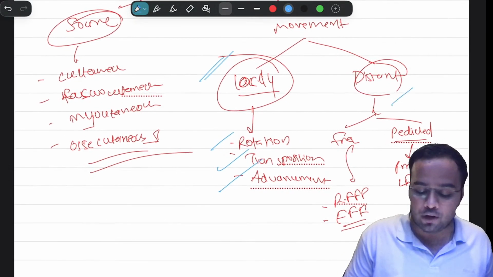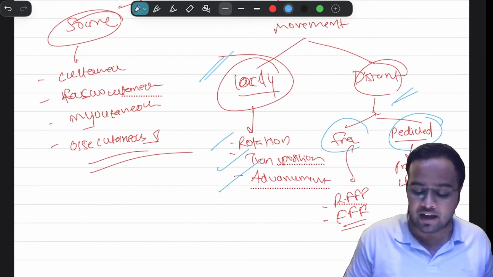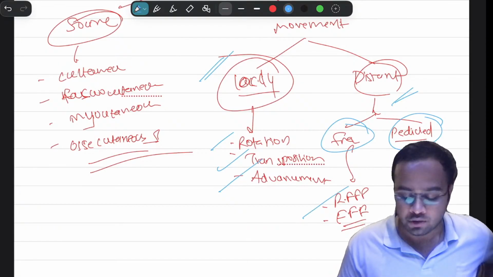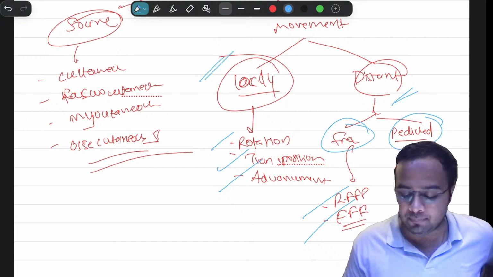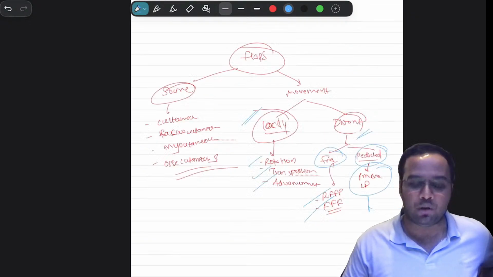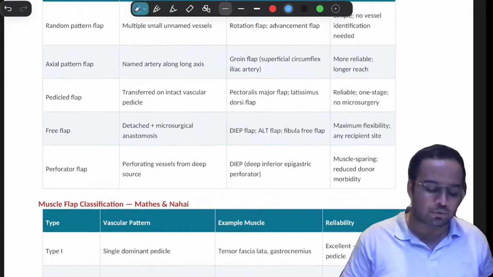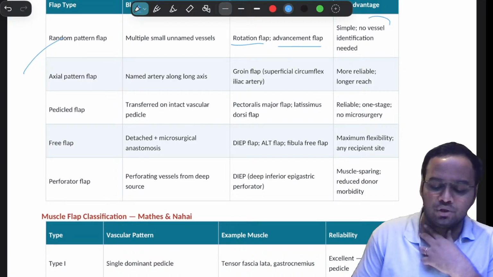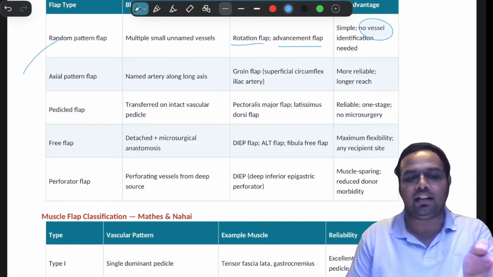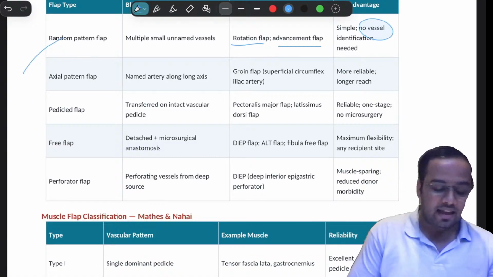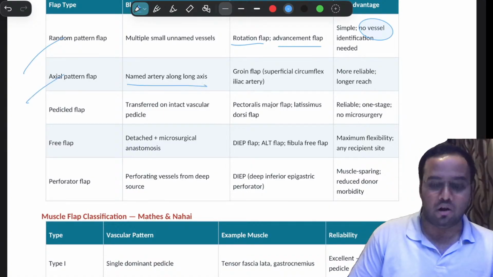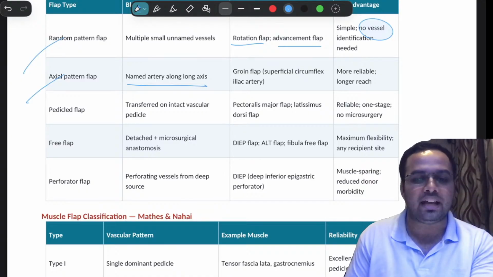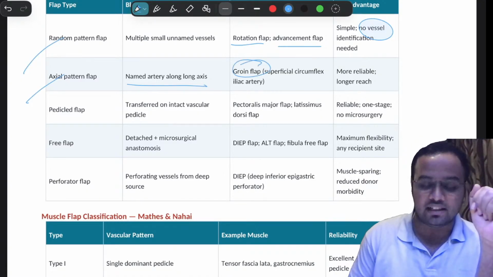But when you go for a distant flap, it can be either a pedicled flap or a free flap. In free flaps, we checked that it can be a radial forearm free flap or a free fibular flap. In pedicled flaps, there is a pectoralis major flap or a latissimus dorsi flap. That's what is given here: a random pattern flap, a rotation flap or an advancement flap. There is no single vessel here, so it is going to rotate along the blood supply from the dermis. Axial pattern flap, again there is no long artery, but there is a named artery along the axis, but you are not going to take it and displace it to a long distance. So it is nothing but a groin flap.